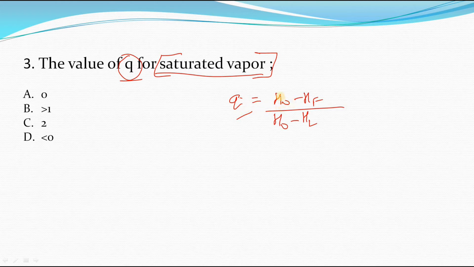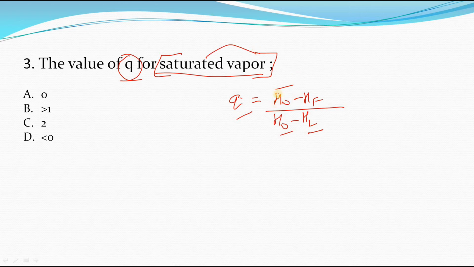So HV is the enthalpy of saturated vapor, HF is the enthalpy of feed at that condition, which condition we have to define. HV is the enthalpy of saturated vapor, and HL is the enthalpy of saturated liquid. Okay, so in our case we have to find the Q for saturated vapor.